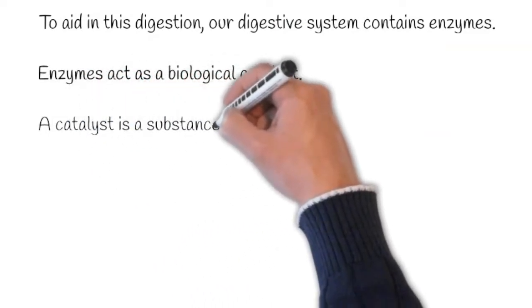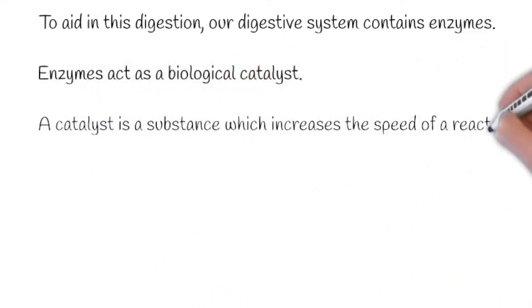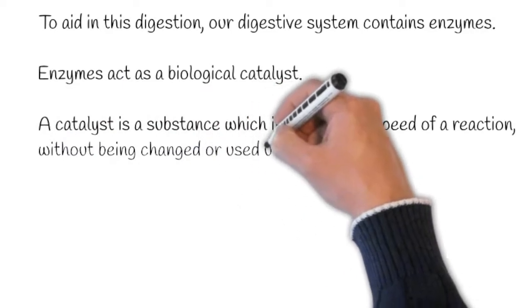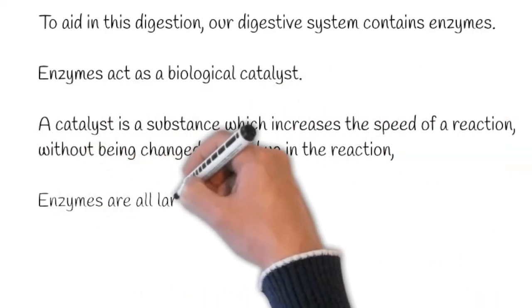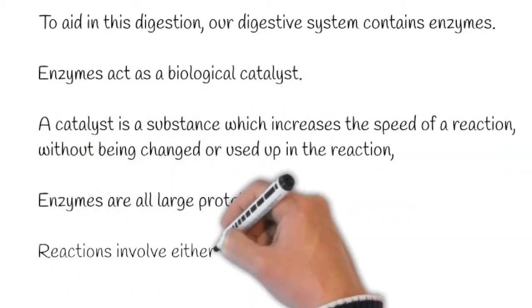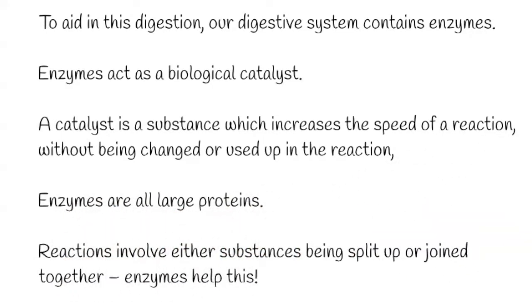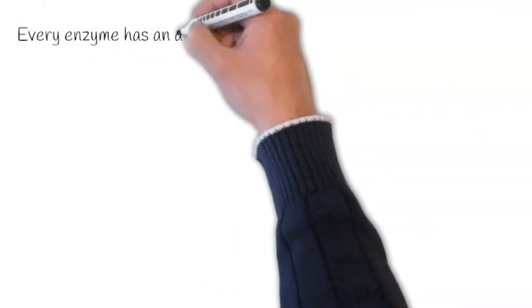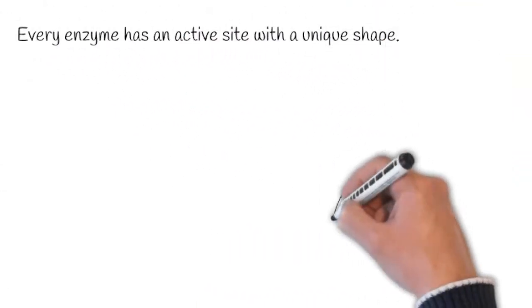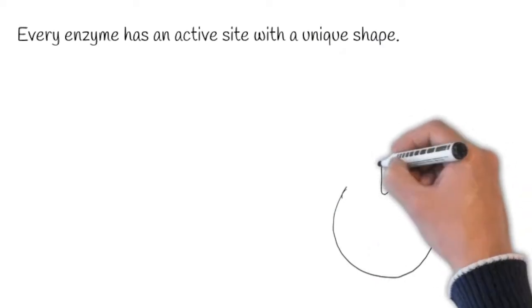Enzymes act as a biological catalyst. A catalyst is a substance which increases the speed of a reaction without being changed or used up in the reaction. Enzymes are all large proteins. Reactions involve either substances being split up or joined together. Enzymes help this. Every enzyme has an active site with a unique shape.